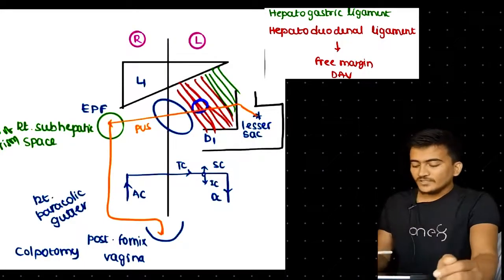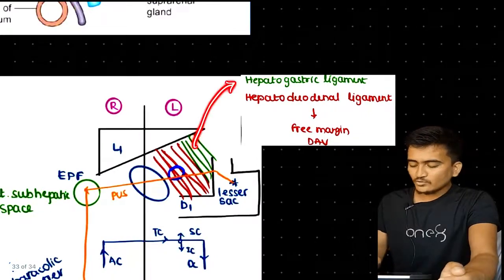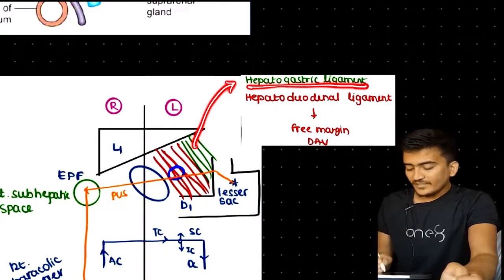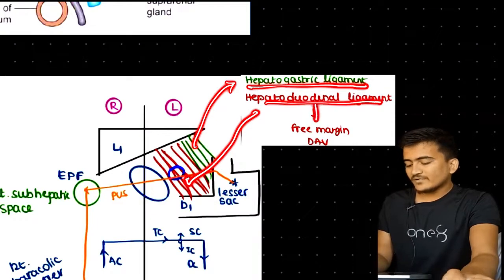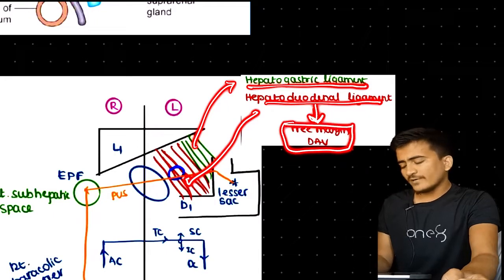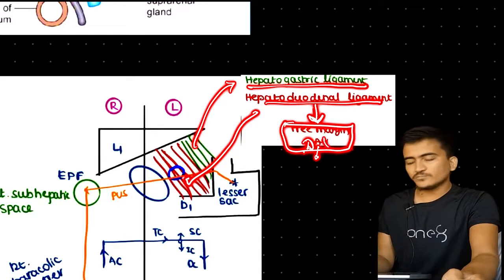Okay, now you can see the green one, the hepatogastric ligament, right? And the red one, hepatoduodenal ligament, right? And we said that the hepatoduodenal ligament consists of free margin DAV structures. D is duct, bile duct, A is hepatic artery, V is portal vein.